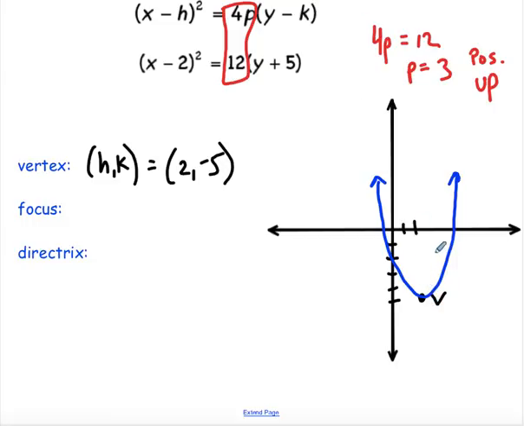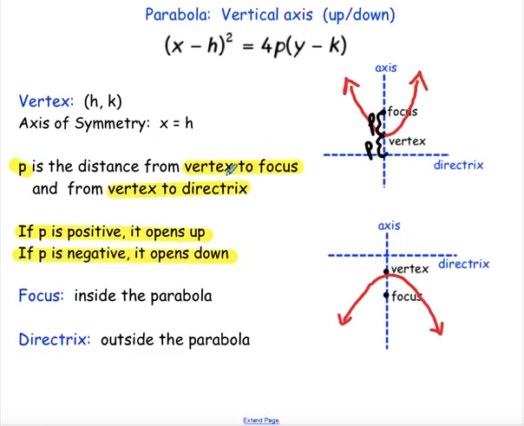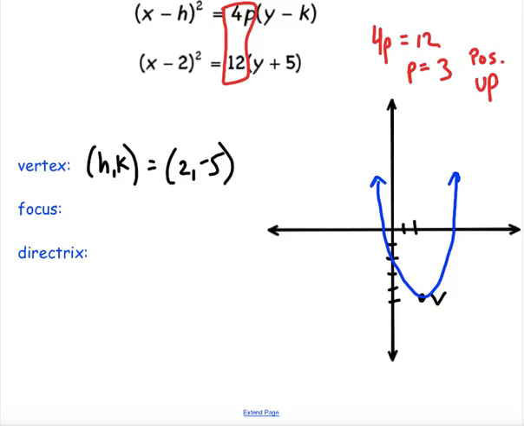But what we're going to focus more on is the focus and the directrix. So P, again, if we go back here, P goes from vertex to focus and from vertex to directrix. So if I want to figure out where the focus is, I'm going to use P. I'm going to go 3 up, and there's my focus, and label it with an F.